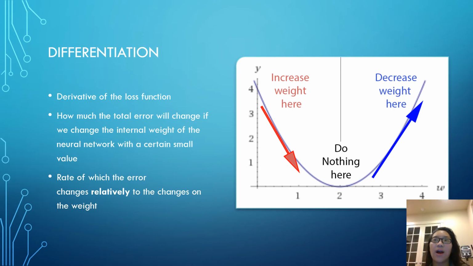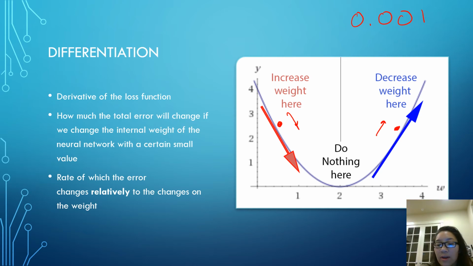We are essentially trying to find the rate of change of our loss function and determine how much the total error will change if we change the internal weight of the neural network by a certain small value. We really care about the rate at which the error changes relative to the changes of the weight. Say, for example, we have a weight here, and the derivative of the loss function is negative. And then we change the weight by a factor of 0.001. Now, the derivative of the loss function at this new weight is positive.